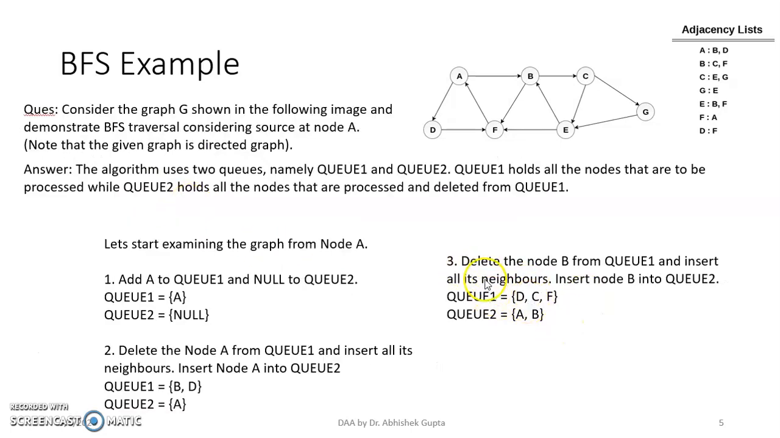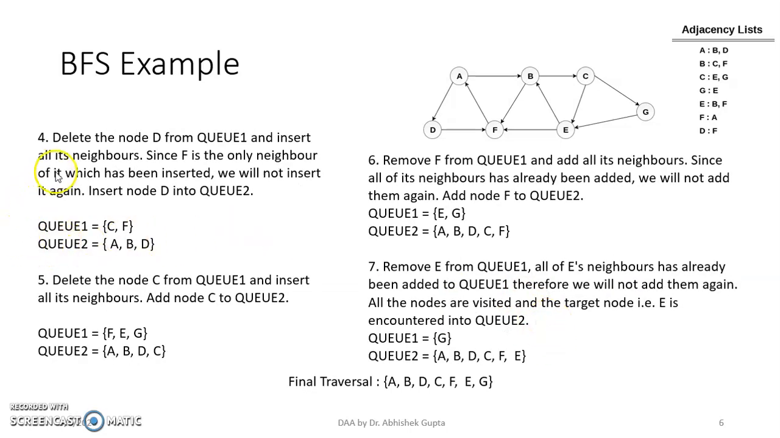Now for the fourth step, we will be processing D, right? So the adjacent of D is F. So F would be added at this end, right? But F is already there, so no need to add it. But this item has been processed, so it will be deleted from Q1 and added to Q2. So here you can see over here, right? Q2 has the item D also, and it is deleted from here.